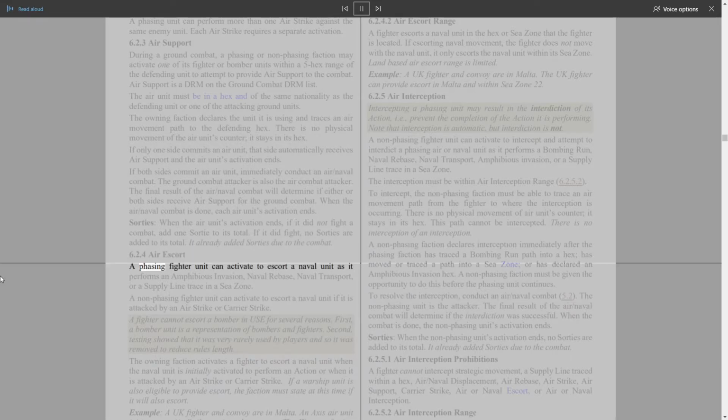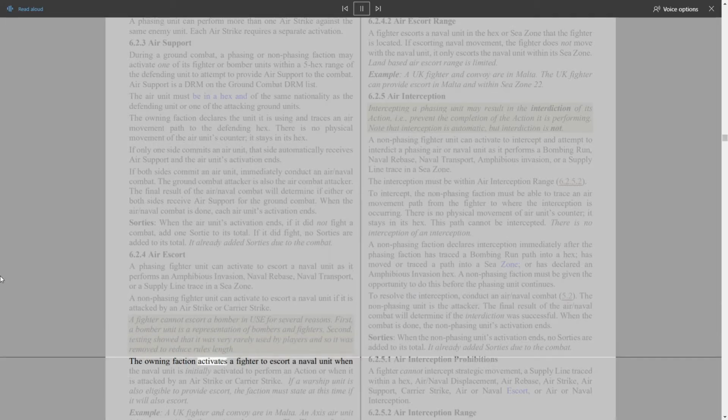6.2.4 Air Escort. A phasing fighter unit can activate to escort a naval unit as it performs an amphibious invasion, naval rebase, naval transport, or a supply line trace in a sea zone. A non-phasing fighter unit can activate to escort a naval unit if it is attacked by an airstrike or carrier strike. A fighter cannot escort a bomber in use for several reasons. First, a bomber unit is a representation of bombers and fighters. Second, testing showed that it was very rarely used by players, and so it was removed to reduce rules length.